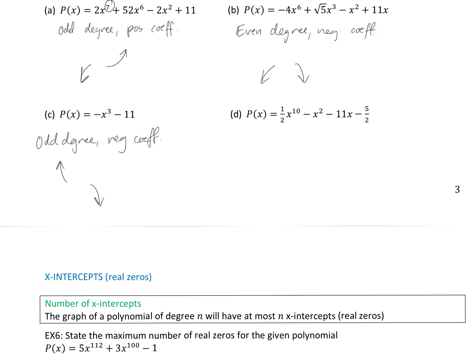And then, half is still positive, so that's okay. So we have 10, which is a positive or an even degree. And then we have a positive coefficient. So even degree, positive coefficient is both going to be facing upwards.